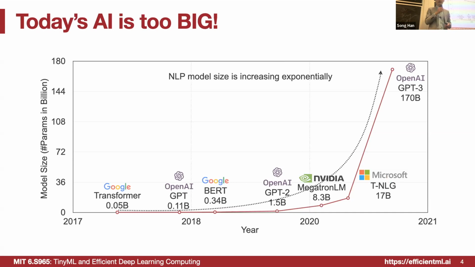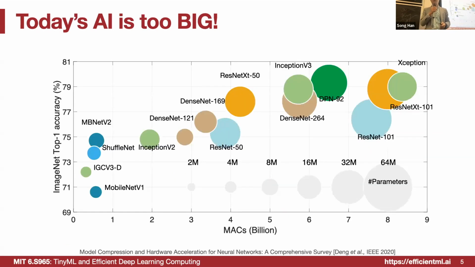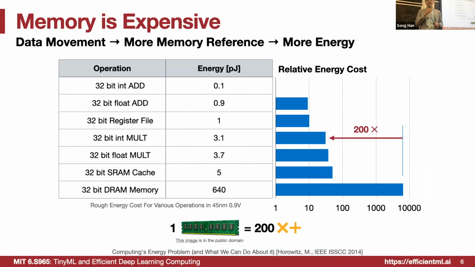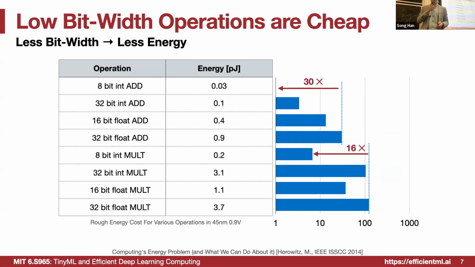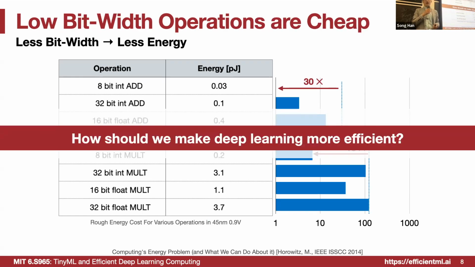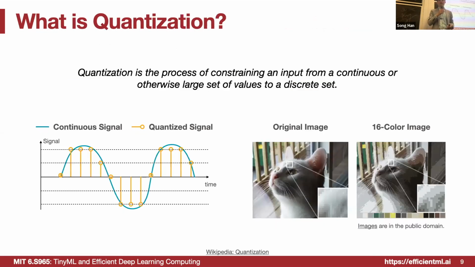So again, model sizes are growing really fast, and we want to have a small model size and high accuracy. Memory is expensive. We want to reduce the memory movement. So how should we make deep neural nets more efficient? Quantization is a very widely used technique that is orthogonal to pruning.